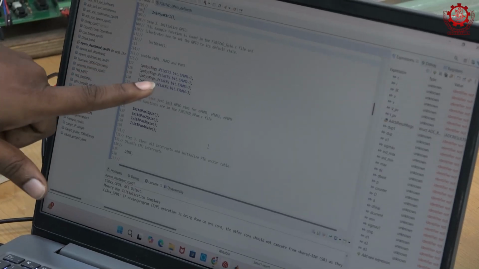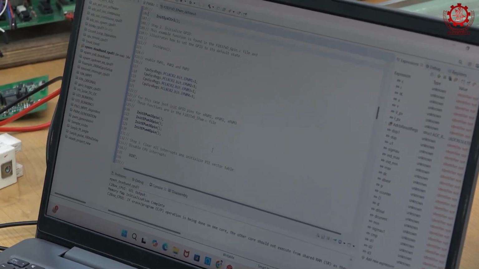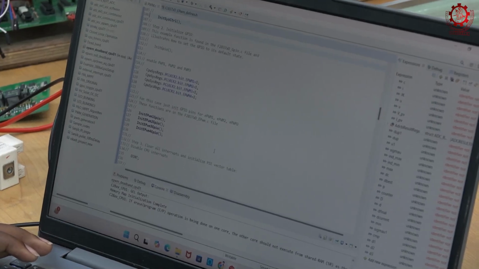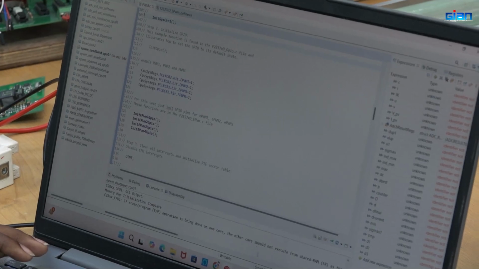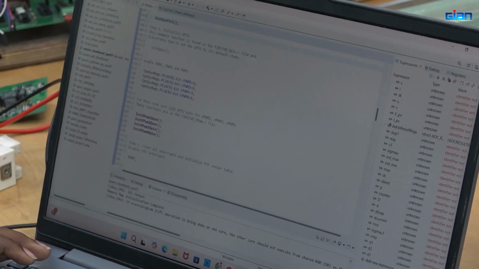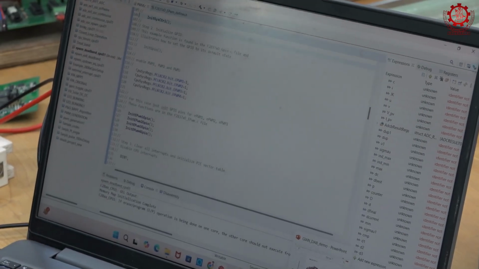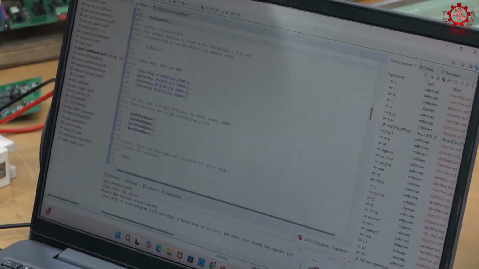So I used EPWM1, EPWM2, EPWM3 and EPWM4. These are the 4 EPWM modules that I use to give the switching pulses to my gate drive circuit. So how can we know which pin is EPWM1, EPWM2? It is a GPIO pin.